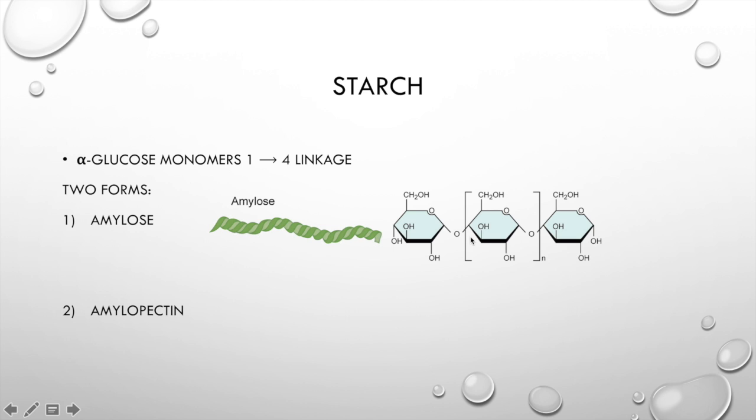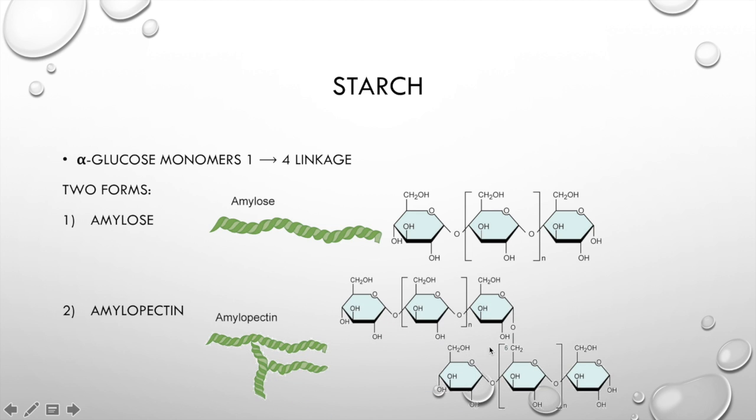Amylopectin is many linked or branched amylose chains. So if you were to combine a bunch of amylose chains, you would get amylopectin. And these are made up of alpha 1-to-6 linkages at these branch points right over here. And millions of molecules of glucose combined would actually make amylopectin.